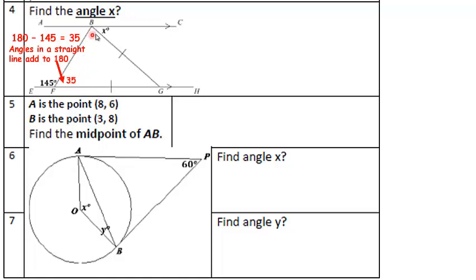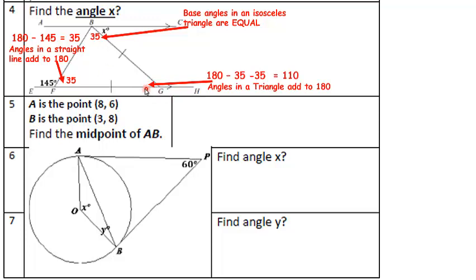Now, if that's 35, this angle up here is also 35 because the base angles in an isosceles triangle are equal. This triangle is isosceles because of those 2 lines. So that's also 35. 35 and 35 is 70. I'm going to do 180 take away 70 because the angles in a triangle add up to 180. 180 take away 2 lots of 35 is 110.